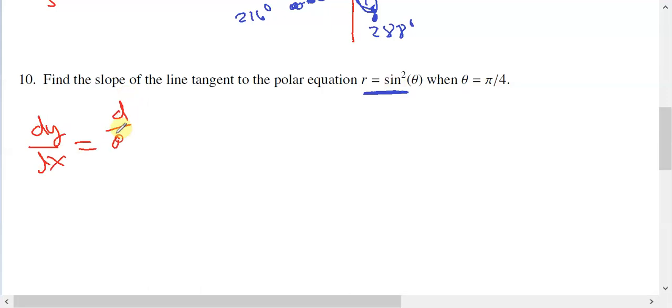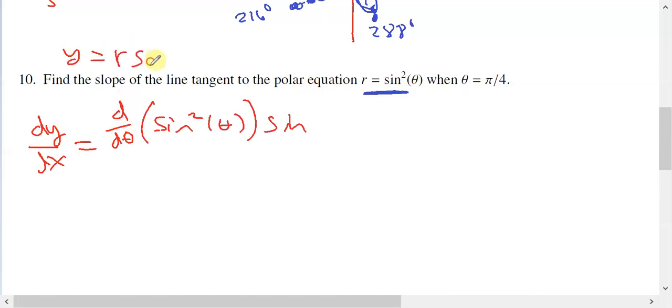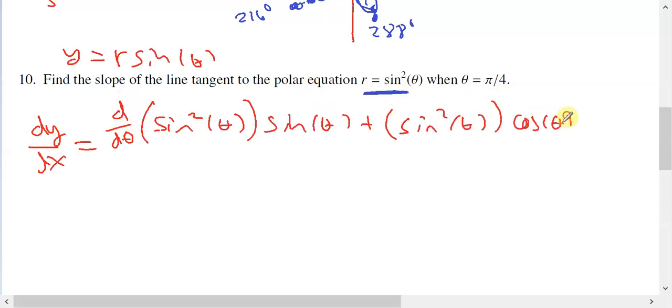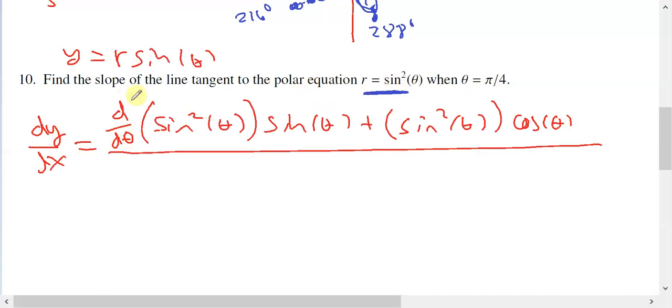But we know the derivative comes from finding the derivative with respect to theta of r, which is sine squared, times sine. What I'm doing here is this is the derivative of y, but y is r sine theta. And so it's the derivative of r times sine theta plus the derivative of sine theta times r. So here's my r again, sine squared. Derivative of sine theta is cosine theta. And then the denominator is the derivative of x, which is r cosine.